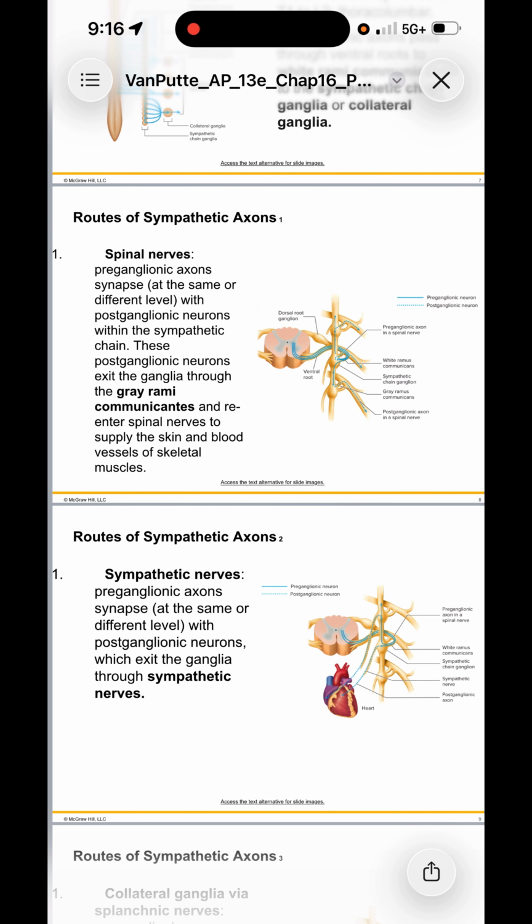Routes of sympathetic axons. 1. Spinal nerves. Preganglionic axons synapse at the same or different level with postganglionic neurons within the sympathetic chain. These postganglionic neurons exit the ganglia through the gray rami communicantes and re-enter spinal nerves to supply the skin and blood vessels of skeletal muscles.